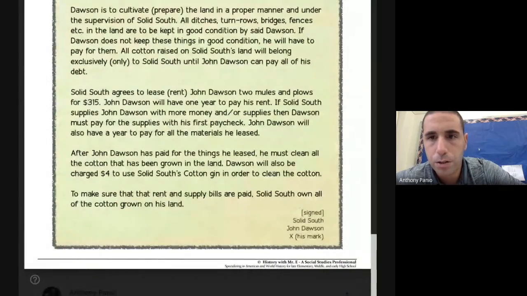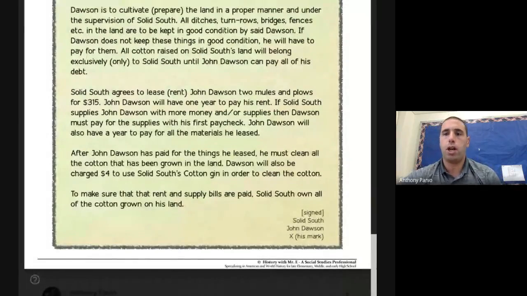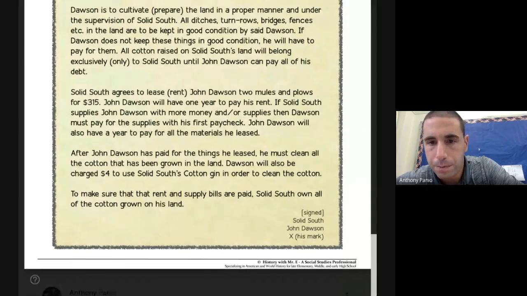Solid South agrees to lease or rent John Dawson 2 mules and plows for $315. So if he wants to use a plow or use one of the animals, the mule, it's going to cost him $315. John Dawson will have 1 year to pay his rent. If Solid South supplies John Dawson with more money and or supplies, then Dawson must pay for the supplies with his first paycheck. John Dawson will also have a year to pay for all the materials he leased.